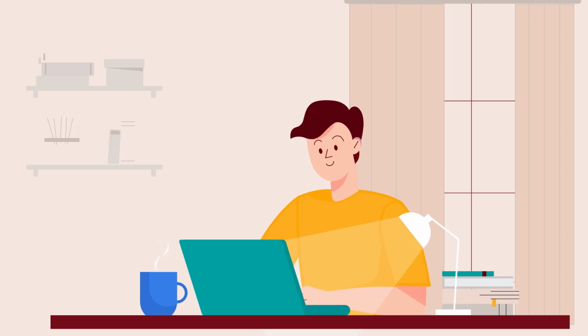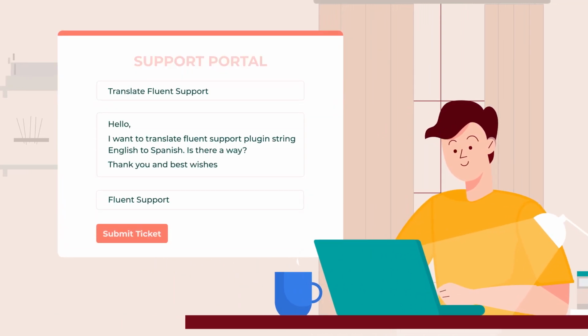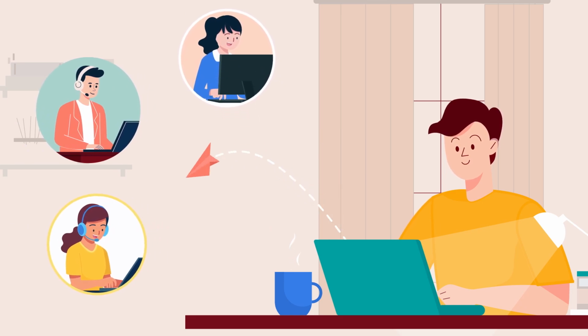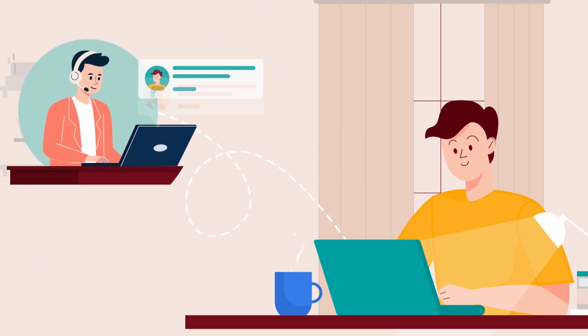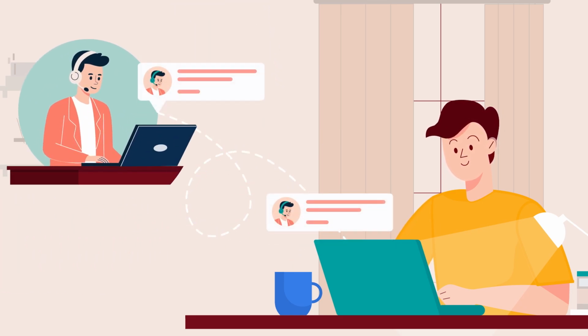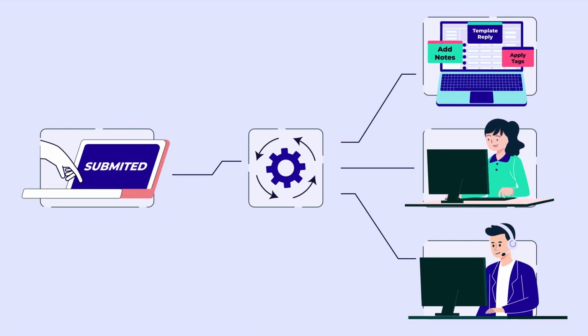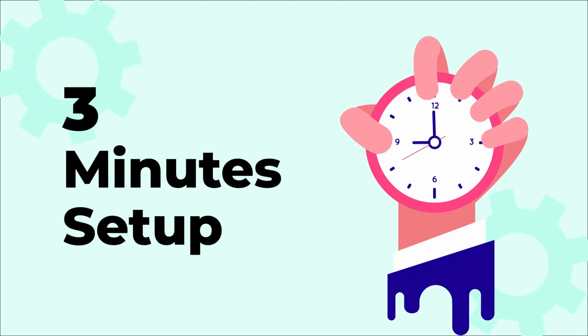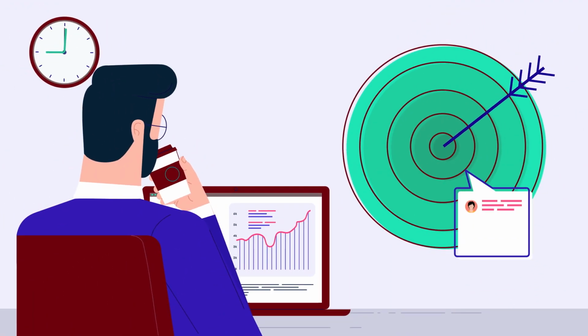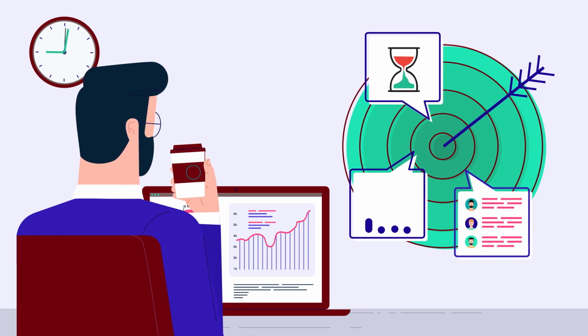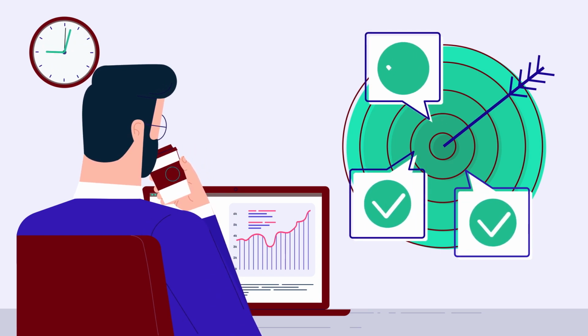Automatic agent assignment on your support ticketing system helps you delegate tickets as soon as they are created and ensure faster response for your users. Fluent Support lets you assign agents automatically with workflow automation. This 3-minute setup process will save you countless hours in support staff management and users' waiting time.